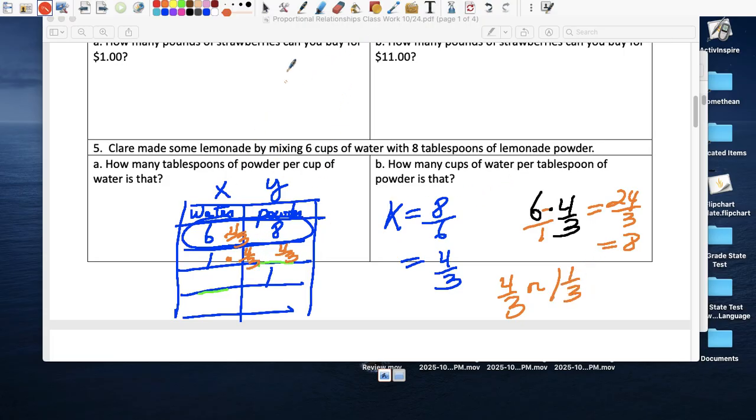The last one here, it's something times 4/3 equals 1. So again, if we're going this way, you're multiplying by 4/3. And if you're going the reverse way, do you multiply by 4/3? No, you're going to multiply by the reciprocal. What's the reciprocal of 4/3? It's 3/4. So to find out how many cups of water, I'm going to go 1 times 3/4, and 1 times 3/4 is just 3/4. So if I have 1 tablespoon of powder, I'm going to use 3/4 cup of water.